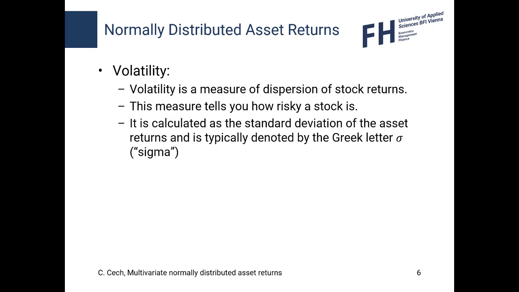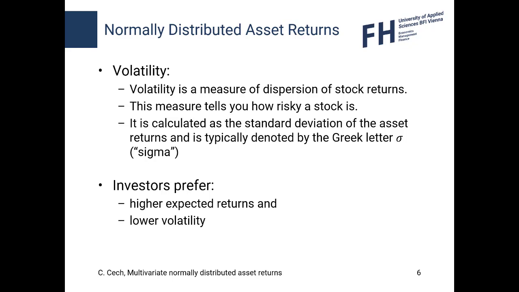What is it? Well, the second parameter of a normal distribution is simply the standard deviation. So it is, in our context, the standard deviation of asset returns, and is typically denoted by the Greek letter sigma, a small sigma. So we know now these two parameters of a normal distribution, expected returns and volatility, and we assume rational investors to prefer higher expected returns and a low volatility, which means a lower risk.